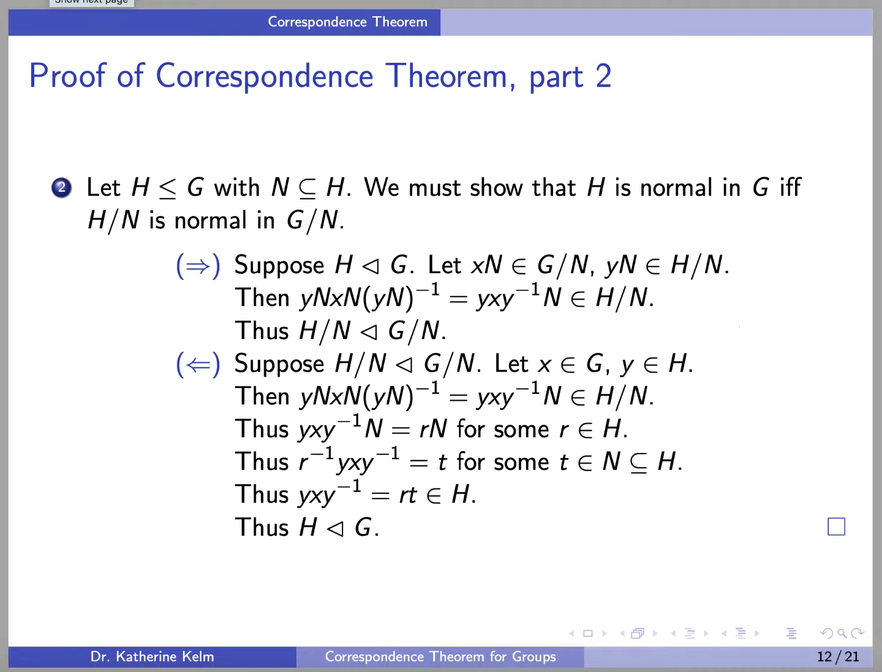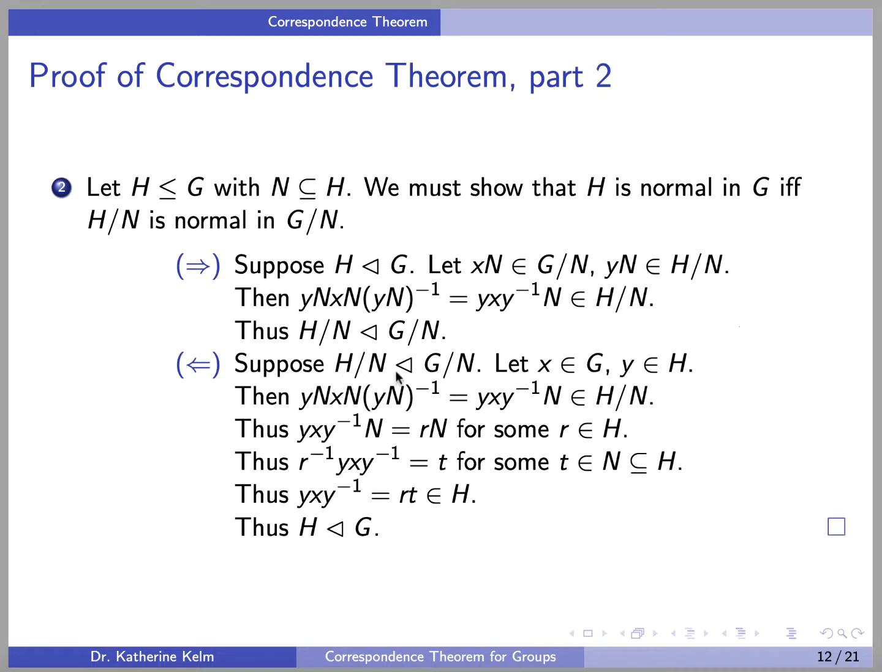In the forward direction, suppose H is normal in G. Let XN be in G mod N, and let YN be in H mod N. Then when we conjugate XN by YN, we get YXY inverse N, which belongs to H mod N because H is normal in G. In other words, we have X as an element of G and Y as an element of H. And so if we conjugate X by Y, we should wind up back in H because of the normality of H. And therefore YXY inverse N is an element of H mod N, which shows us that H mod N is normal in G mod N.